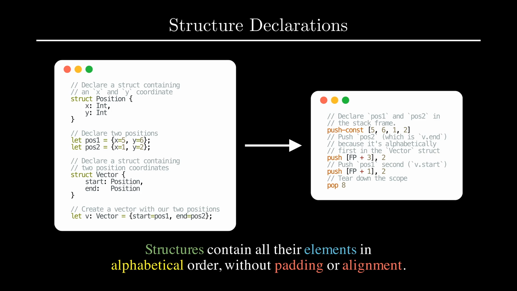or alignment. Our two positions are pushed onto the stack together, the first one containing x equals 5 and y equals 6, and the second containing x equals 1 and y equals 2. Then, to create our vector v, the compiler pushes the two positions on the stack, first the end position and then the start position. The end is stored before the start because the fields are pushed in alphabetical order. Finally, the compiler tears down the scope and exits the program.